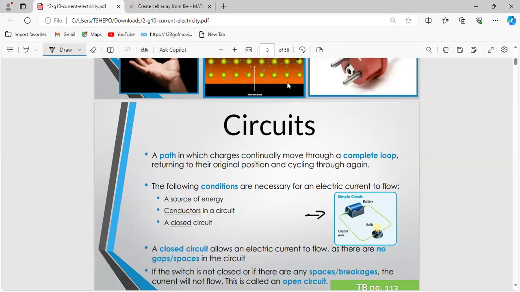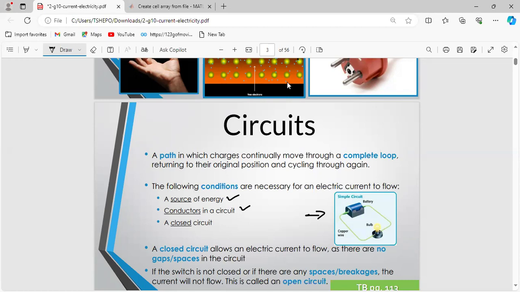Now we need conditions for electric current to flow inside of the circuit. But what are those conditions? We need a source of energy, which is a battery in this case. We need conductors in a circuit, in this case copper wire. This is what we need. And then we need a closed circuit, not an open circuit.